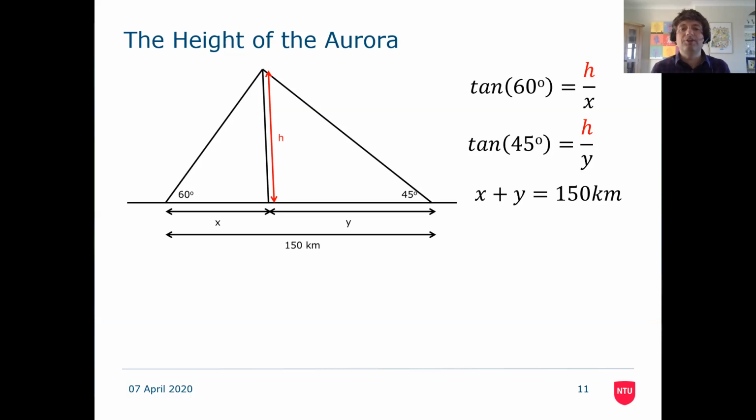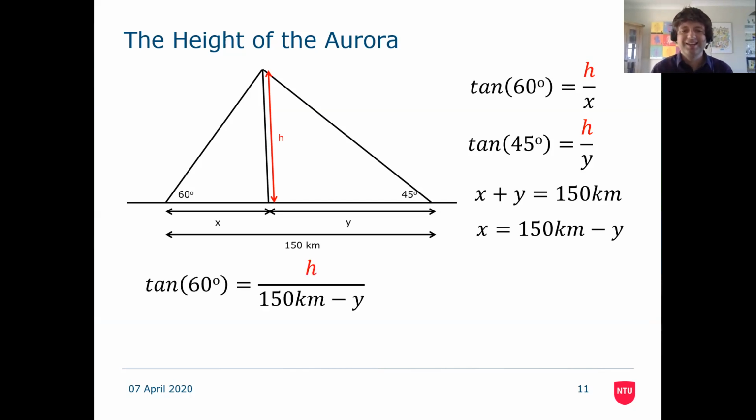And because we want to find h, the altitude, I've highlighted that in red. So we can begin very simply just by rearranging this equation. If x plus y equals 150 kilometers, well then x is going to be 150 kilometers minus y. We can then substitute for x into our first equation. So we get tan of 60 degrees equals h, for height, over 150 kilometers less y.